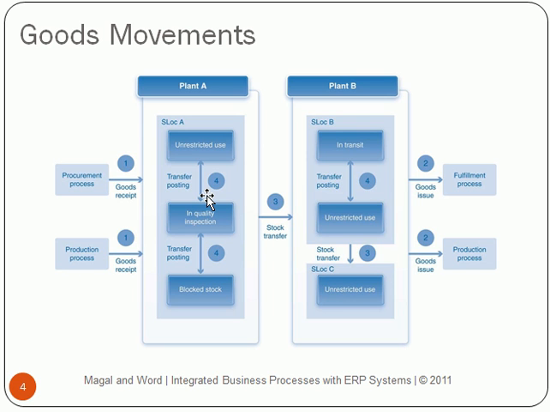So either I change it from in quality inspection to unrestricted use, or it could be that the goods are damaged and I need to declare them as blocked. So again, changing from in quality inspection to blocked will require a transfer posting. Let's look at the other side now.